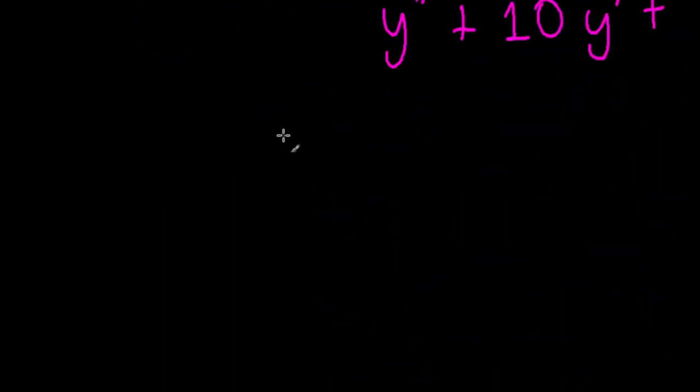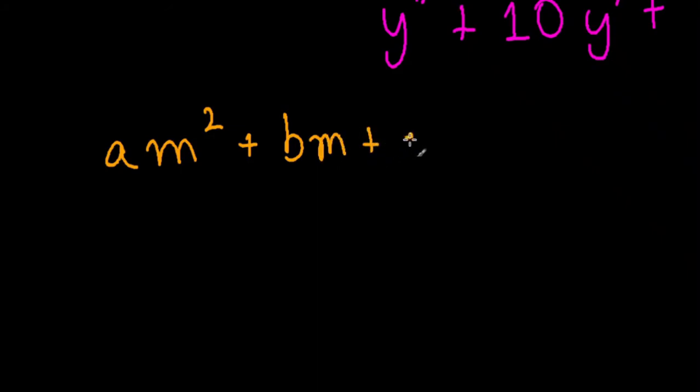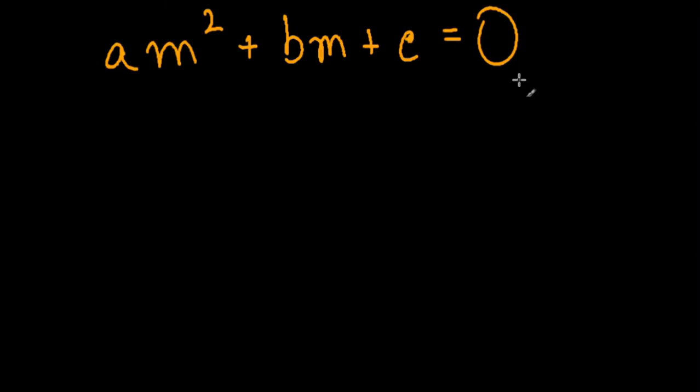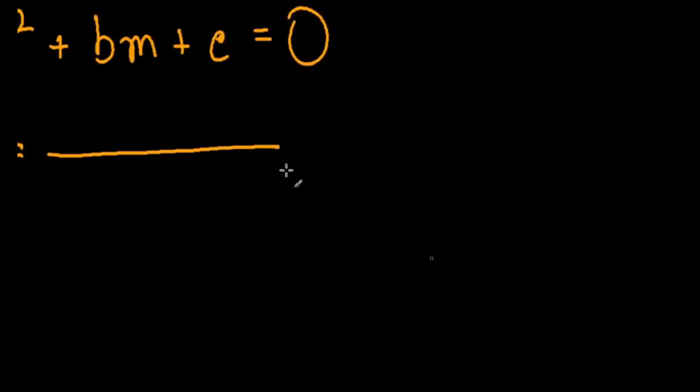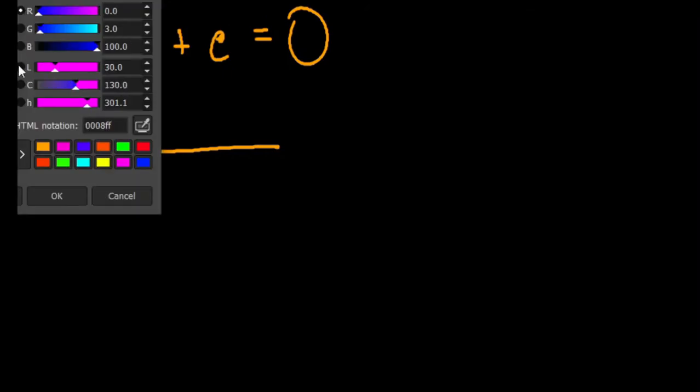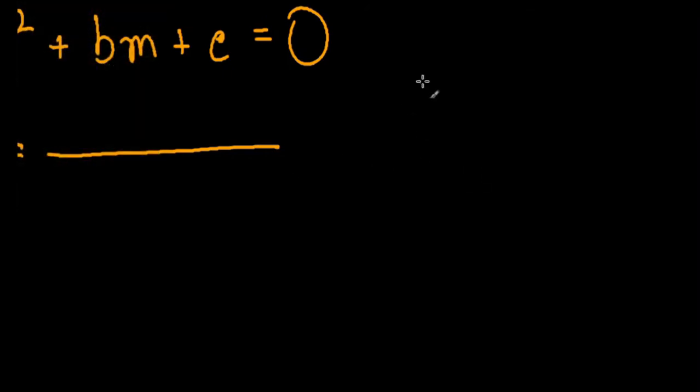As we saw, our characteristic equation is am squared plus bm plus c equals 0. We said the roots are given by the quadratic formula. I'll write this on the side because we're going to use it a couple of times. It's a fact that, since we have a single repeated root, our discriminant is 0.